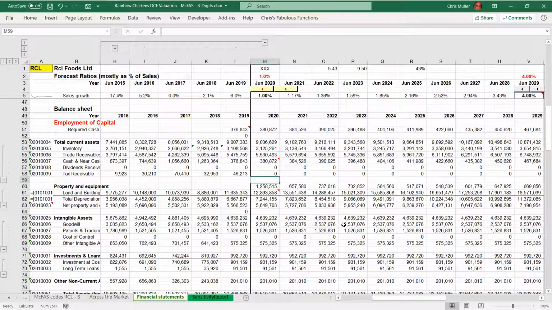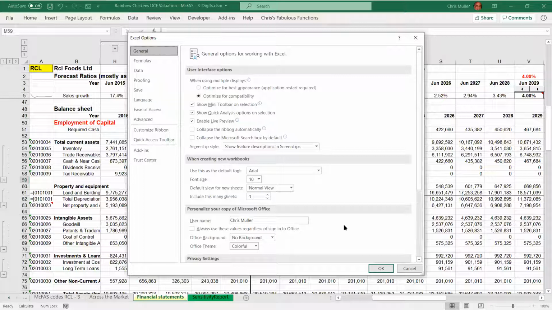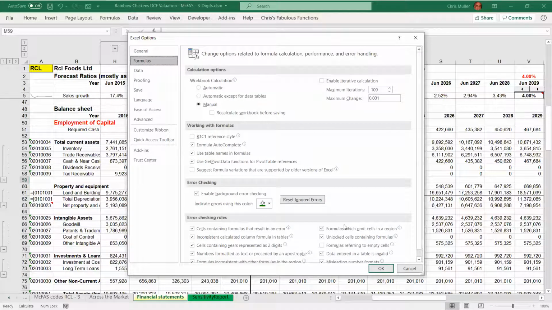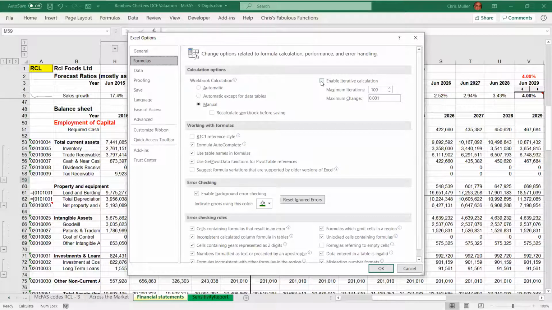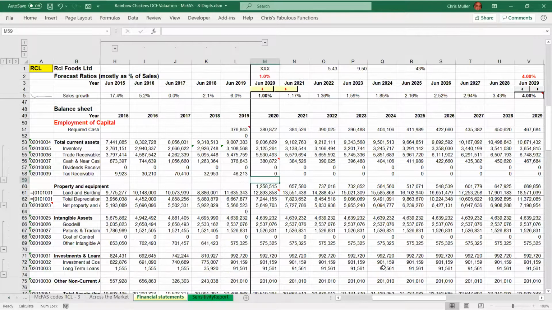To do that, you go Alt-F-T to get to the Excel options. I'm going to go down to Formulae, and this is where you can set it. I'll put it on manual, and we want to enable iterative calculation. Okay, that's where we turn this on. Enable iterative calculation, so when we calculate, it doesn't have a heart attack.